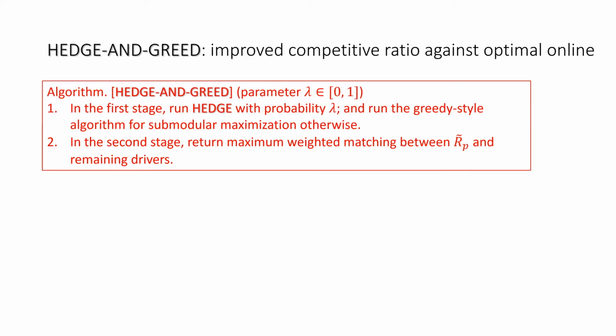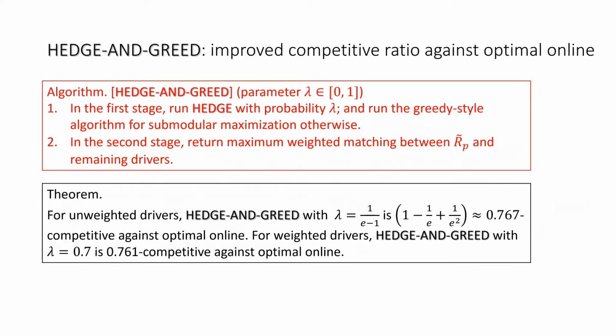It is parameterized by a parameter lambda between 0 and 1. In the first stage, this algorithm will run hedge with probability lambda and run this greedy style algorithm otherwise. In the second stage, it will just return the maximum weighted matching between RP tilde and the remaining drivers. In our paper, we show that by choosing the proper lambda, we will achieve a competitive ratio against optimal online which is slightly better than 3/4.